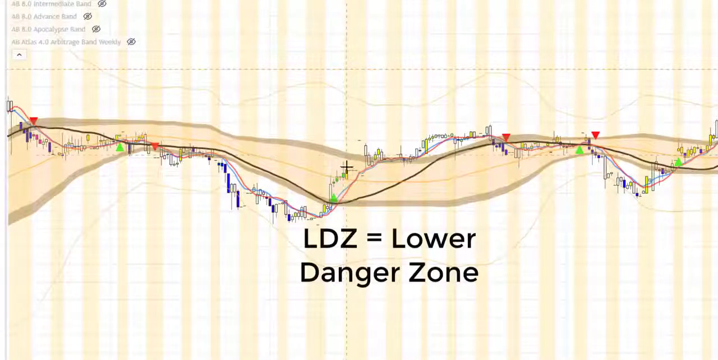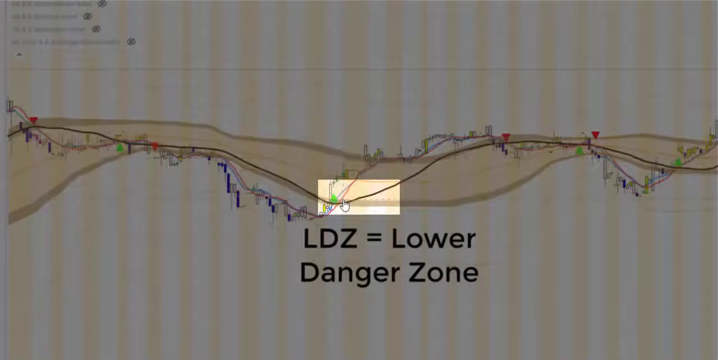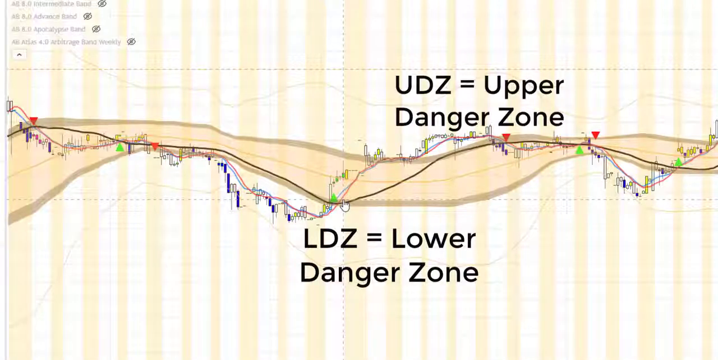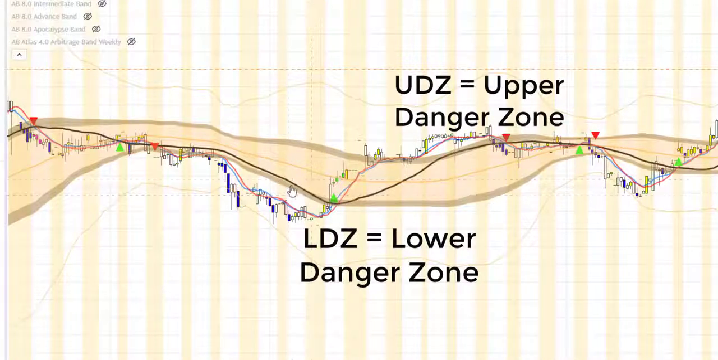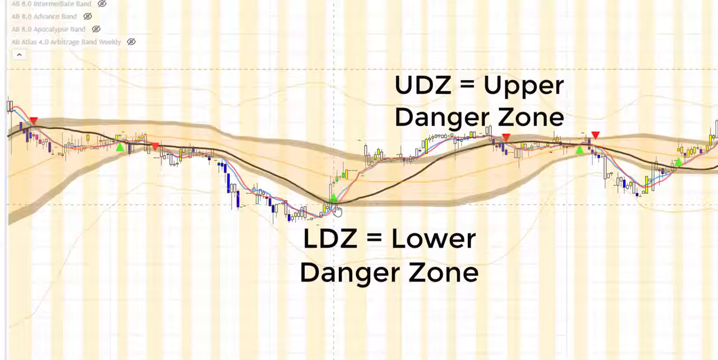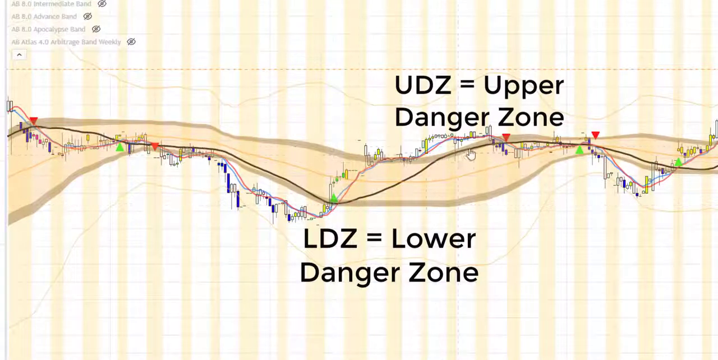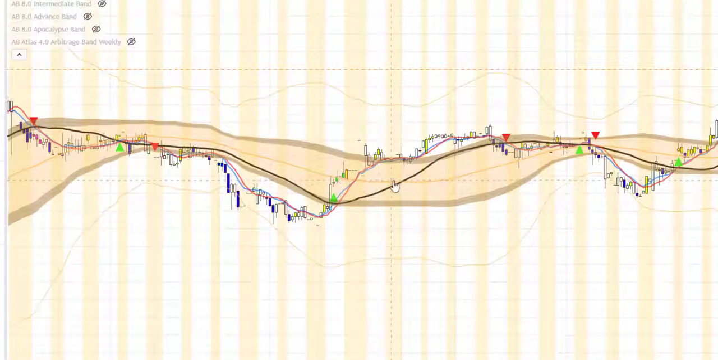You can see this band has a darker shaded color in the top and the bottoms. These are called the danger zones. They're the very last 5-10% of the band, and it means that it has a much higher chance to turn direction. And if it gets really low, we have a very good chance of going all the way to the other side and not just to the middle.